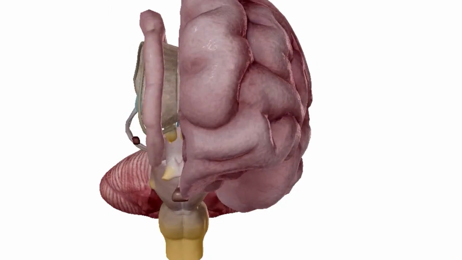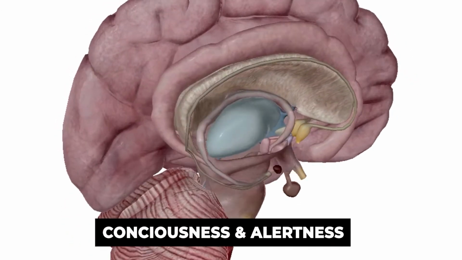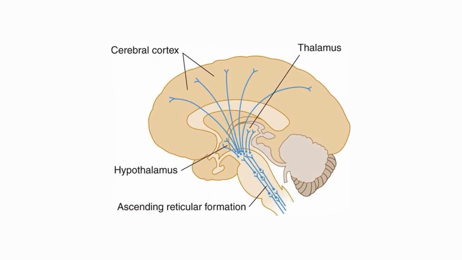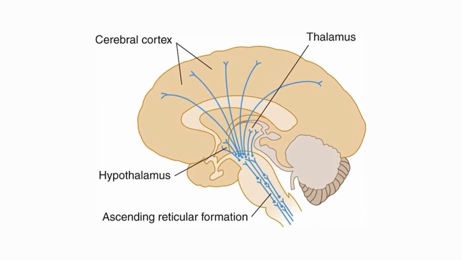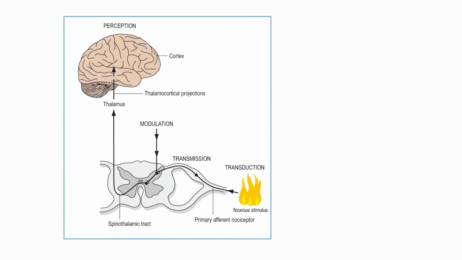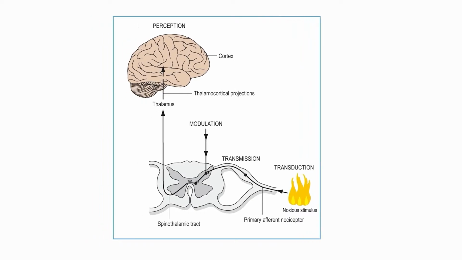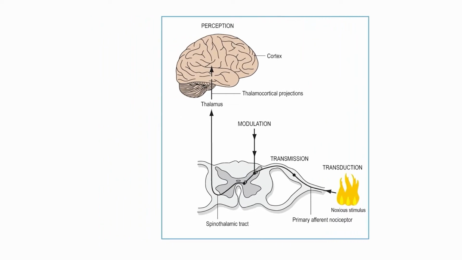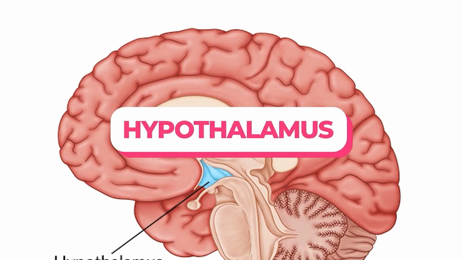Consciousness. The thalamus contributes to consciousness and alertness, particularly through its connections with the cerebral cortex and the reticular formation in the brainstem. Pain perception. The thalamus is also involved in processing pain signals and can modulate the perception of pain. Hypothalamus.